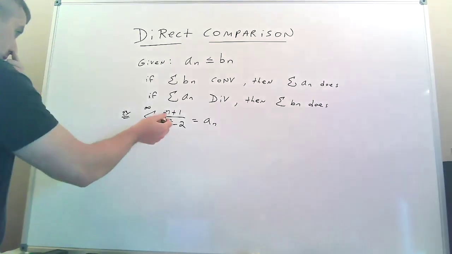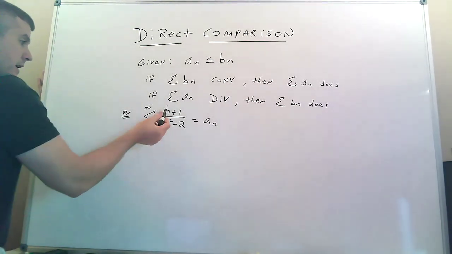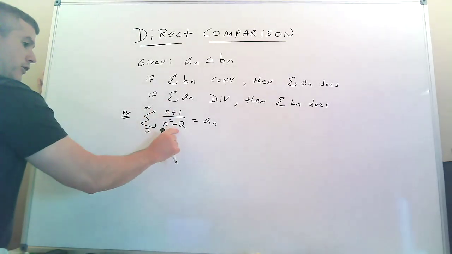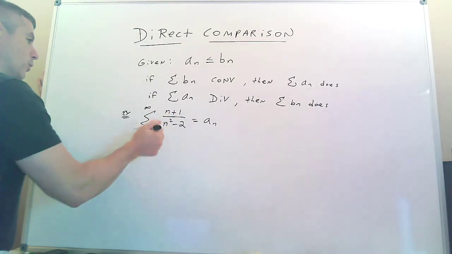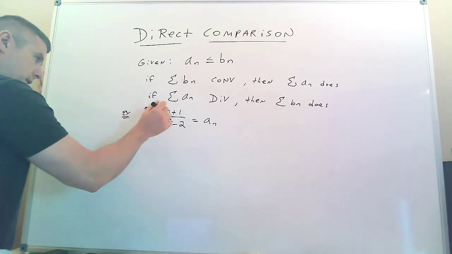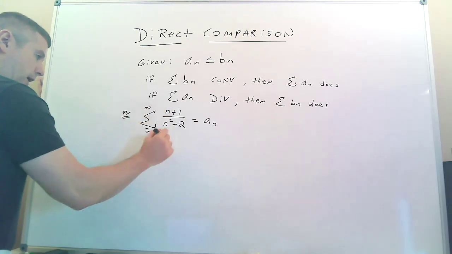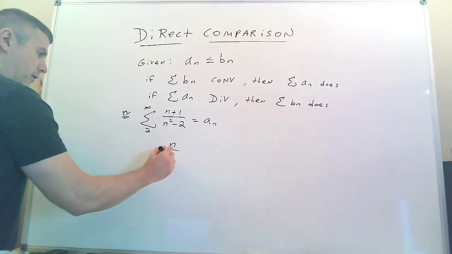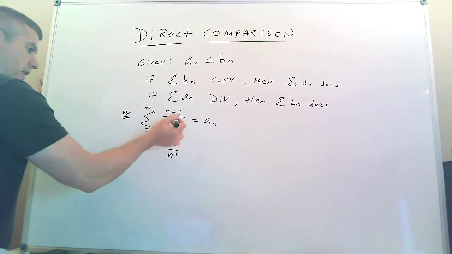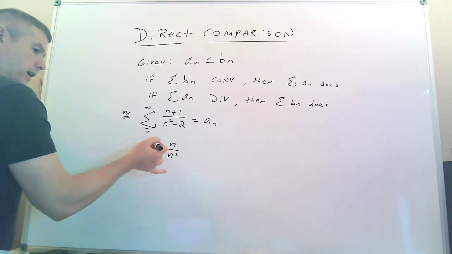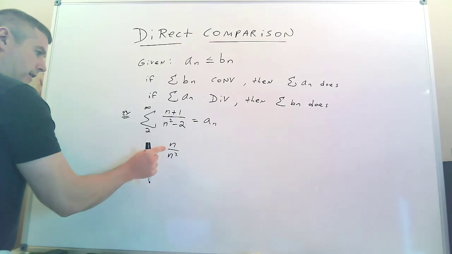Now, first, when you look at it, the +1 and the -2 do matter. But when you're dealing with infinity, ultimately, the only thing that matters is the highest power on the top and the highest power on the bottom. So this is what allows you to pick the one you want to compare it to. Take the highest power on top, the highest power on bottom.